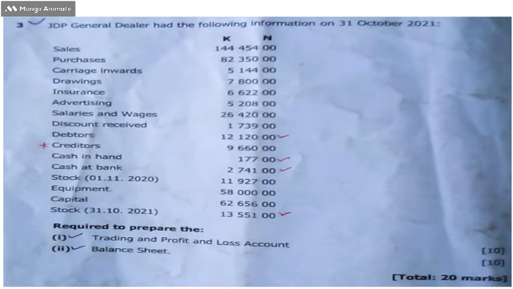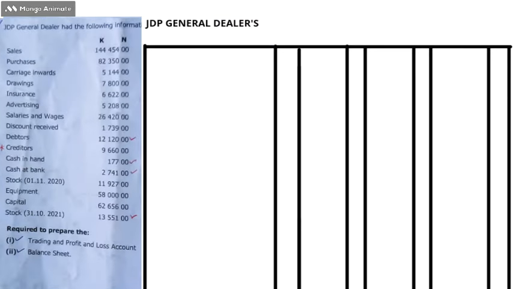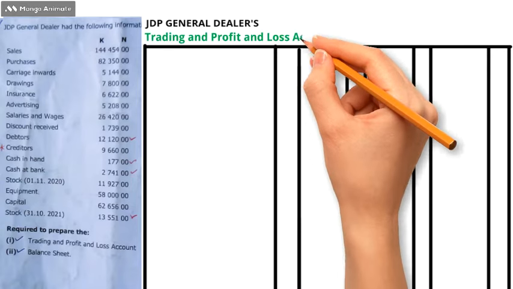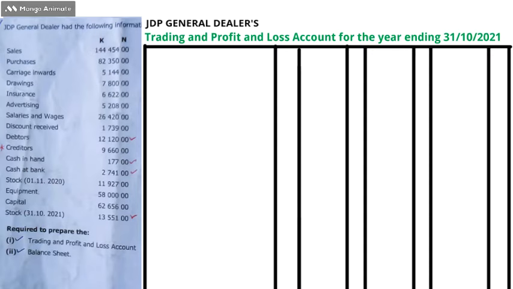First of all, we need to come up with a frame for this, and that is the frame. I'm trying to avoid wasting your time, so that's why I am pausing the video when I'm drawing up the frame. So we have the balance sheet and trading, and we start with the trading and profit and loss account. Let me also name this account on top: trading and profit and loss account.